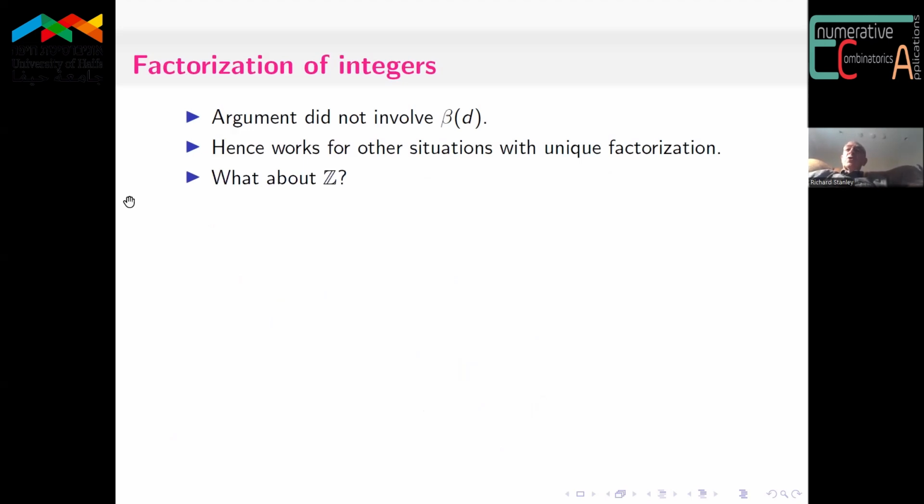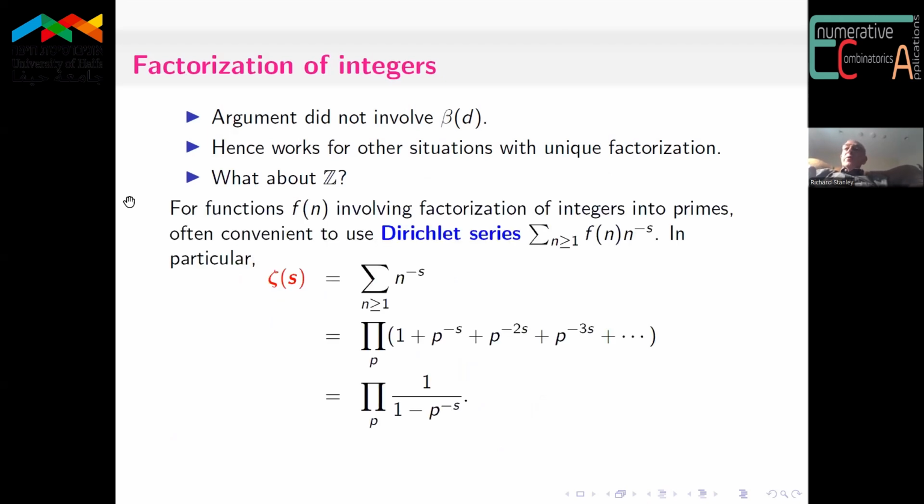Well, Z, the integers, have unique factorization. Can they be put into this setup? Well, the correct kind of generating function we want to use are Dirichlet series. The Dirichlet series generating function for f of n, where n is a positive integer, is the sum of f of n times n to the minus s. When f of n is 1, we get the Riemann zeta function, which has this product expansion, which goes back to Euler. It's the analytic way of writing the unique factorization of integers.